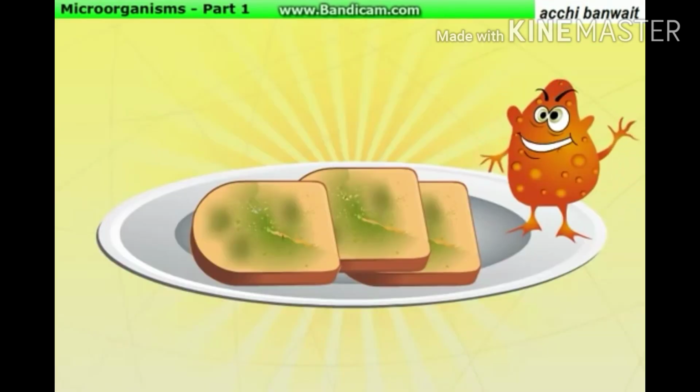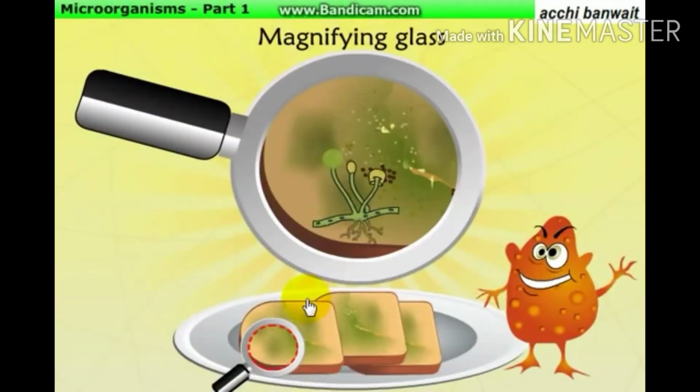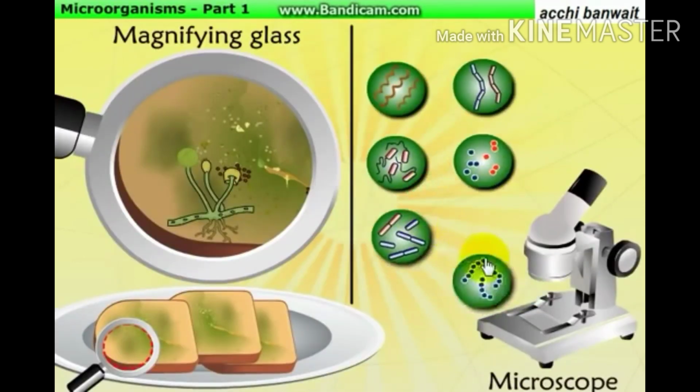Some microorganisms, such as fungi that grow on moist bread, can be seen with a magnifying glass, while others are microscopic. Hence, they are called microorganisms or microbes.